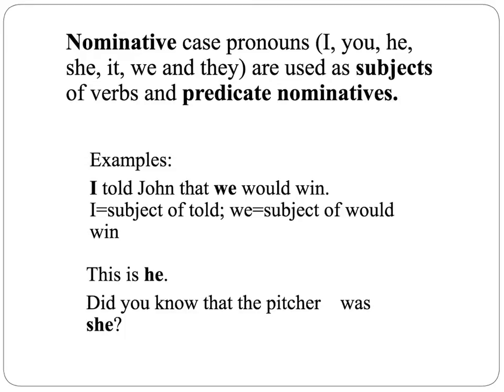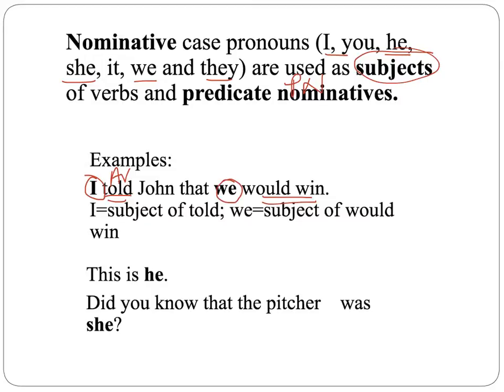With nominative case pronouns such as I, he, she, we, and they, we use these pronouns as either subjects or predicate nominatives. Consider this example. Told is an action verb. Who told? I told. I is the subject. Would win is an action verb. Who would win? We would win.